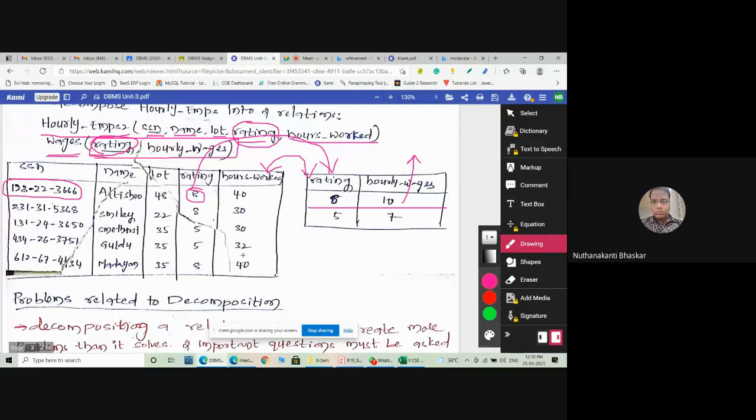We have different types of functional dependency mechanisms. We will discuss them in the next session. Don't worry. But this way, we need to find the functional dependency, meaning one attribute is depending on another attribute. Are you clear on this?